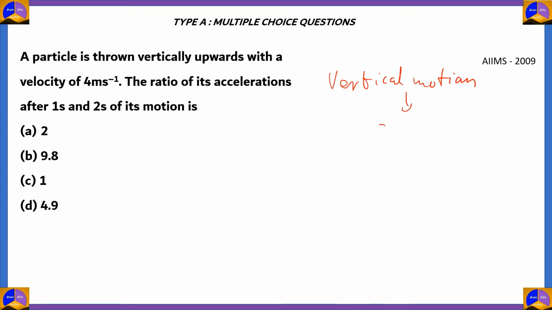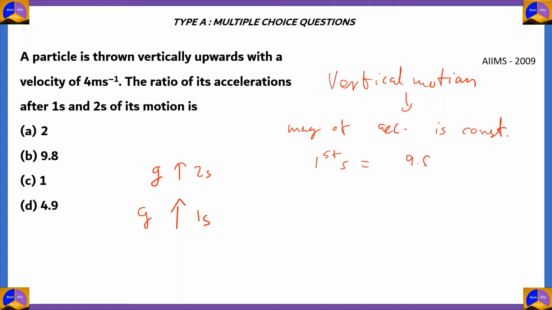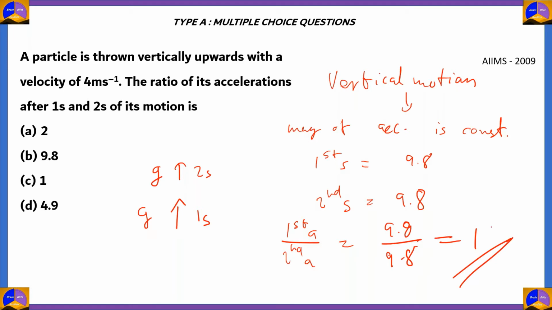And in vertical motion, the magnitude of acceleration is always constant. So if the body is moving upward, at its first second the value of acceleration will be g, and at its second or third second, the acceleration will still be g. So for the first second, it'll be 9.8. For the second, again, g will be equal to 9.8. And so the ratio of its accelerations, that is first acceleration divided by second acceleration, will be equal to 9.8 divided by 9.8, which will be equal to 1.